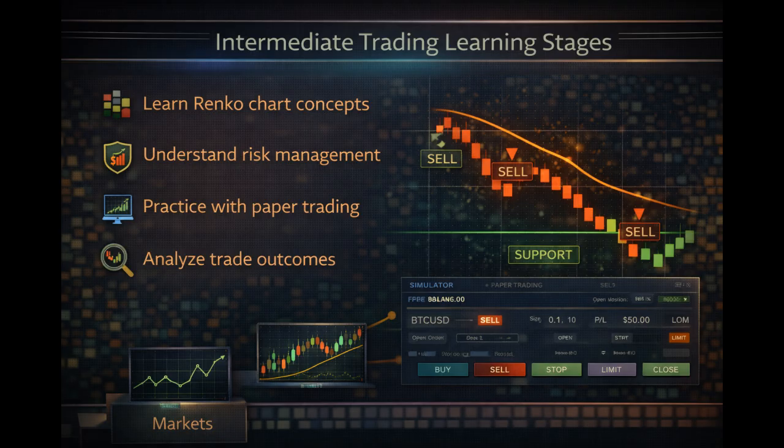Stage 5. Practicing paper trading. After learning theoretical concepts, interns should practice trading using simulated environments known as paper trading systems. Paper trading allows interns to apply their knowledge in real-time market conditions without risking real money. Interns can use paper trading platforms to test trading strategies, observe market behavior, and develop decision-making skills.